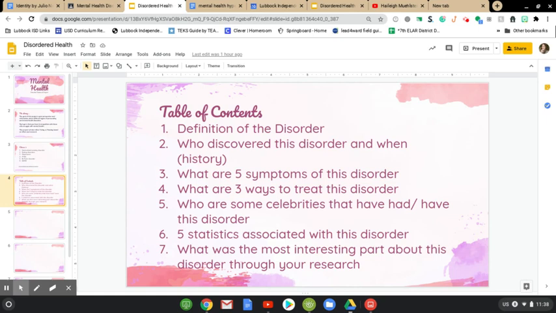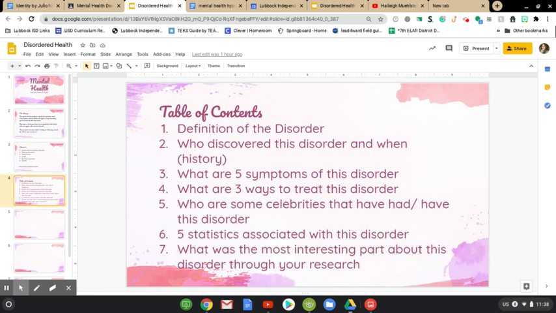Next, you're going to give me at least 5 symptoms of what this disorder makes people have, do, things like that. So what are the symptoms of it? How do people act with this disorder? That kind of thing. Number 4, 3 ways to treat this disorder.